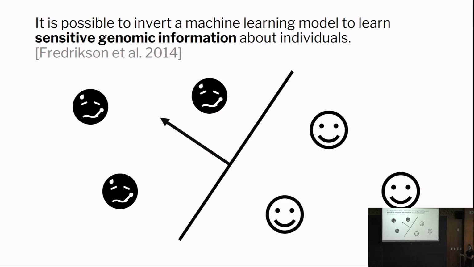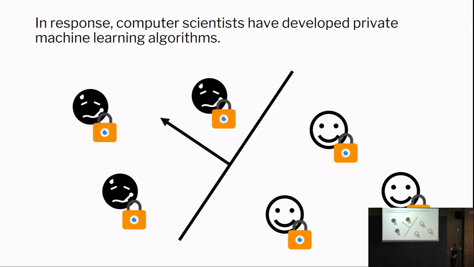One last example of going from the machine learning model back to the training set. Matt Fredrikson also showed that it's possible to invert a machine learning model to learn sensitive genomic information about the people in the training set. So this is in the personalized medicine domain. Okay, so in response to all of these attacks, computer scientists have developed private machine learning algorithms. So they protect the information of the people in the training set.